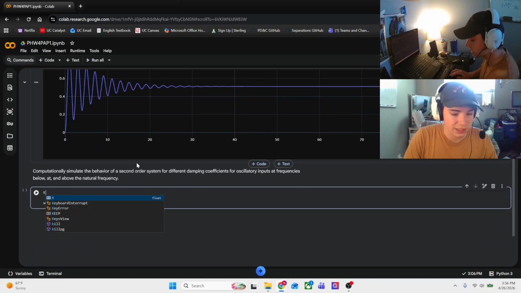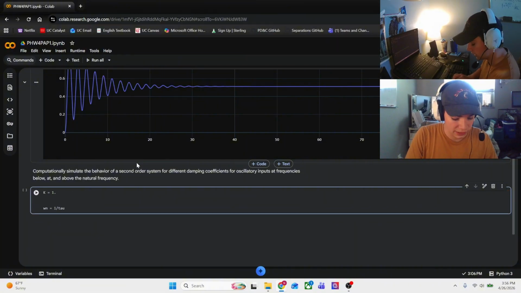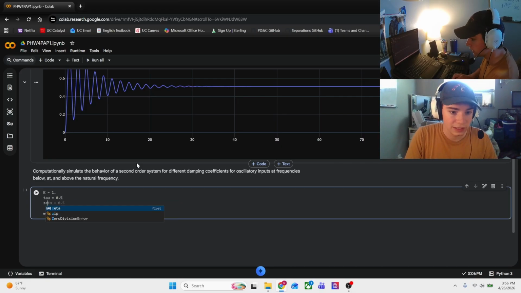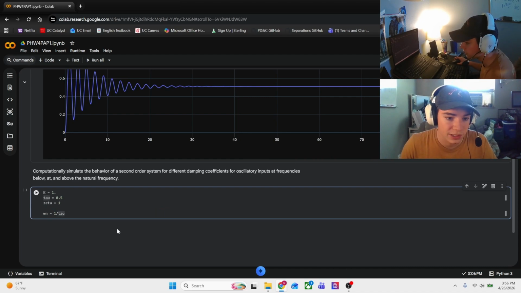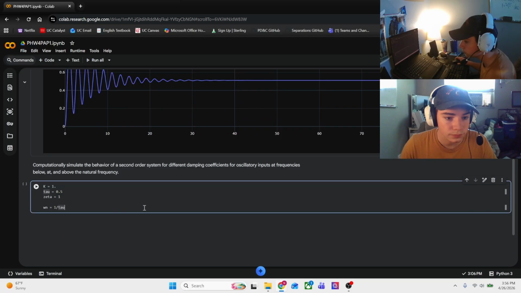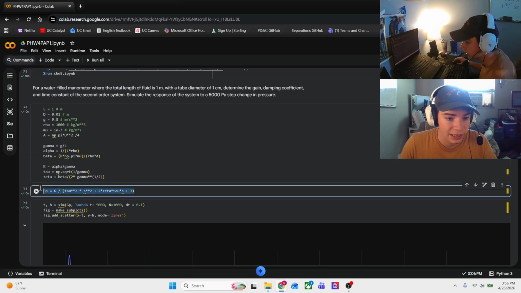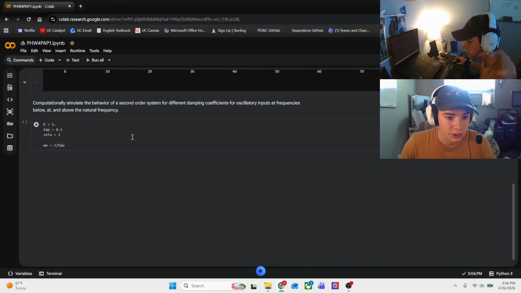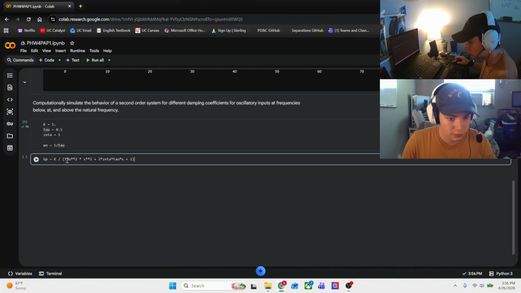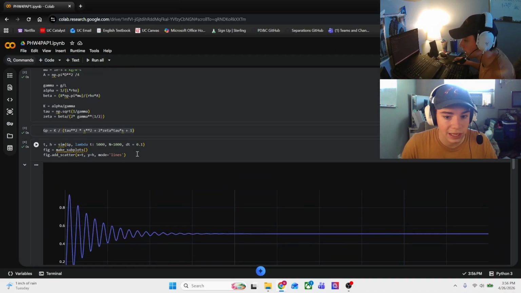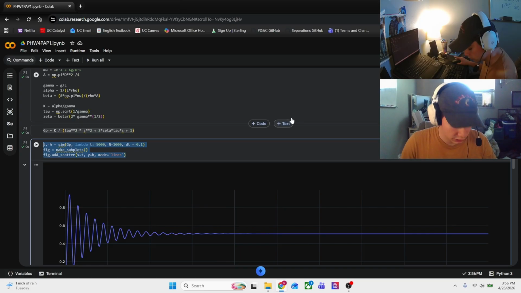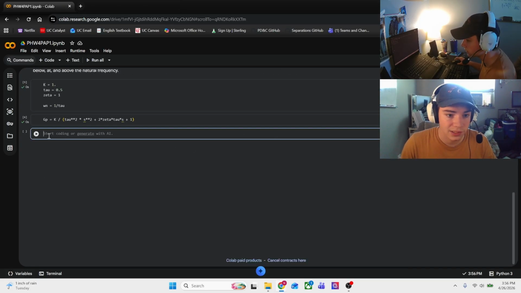So first we're just going to say k equals 1, not as an integer, tau equals 0.5, zeta equals 1. And then our natural frequency is going to be that 1 over tau. And then we're just going to copy down our transfer function that we defined up above here. Perfect. And then finally, we're going to copy down exactly what we have right here to make our plots.